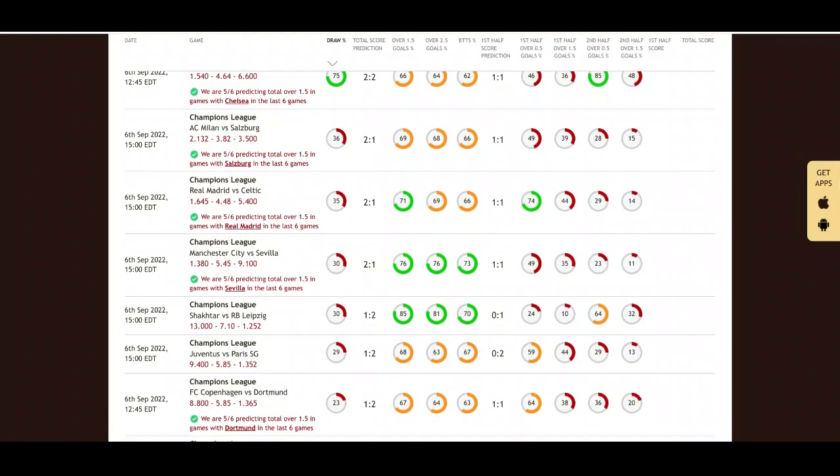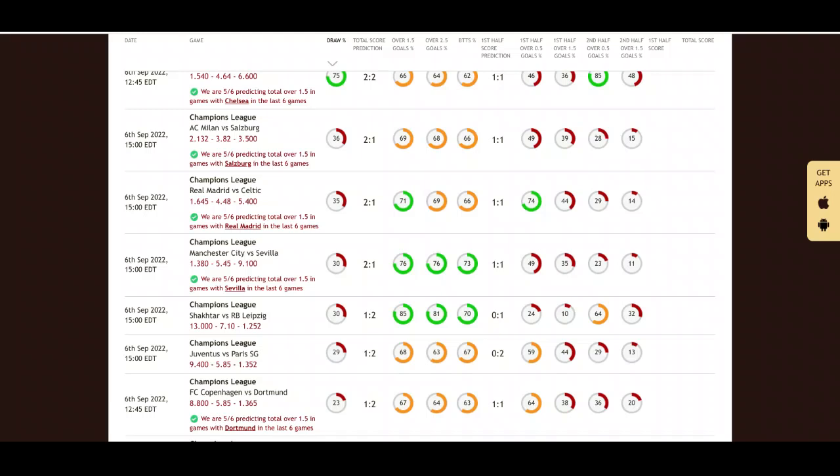Moving on to the next game, AC Milan and Salzburg. This is in the same group as Chelsea. AC Milan will be visiting Salzburg. Salzburg surprised a lot of people last season. I think this game is going to be a little bit closer than we think. Playing it safe on this one, I'm going both teams to score in this game, and I wouldn't be surprised if we hit that over 1.5 goals.